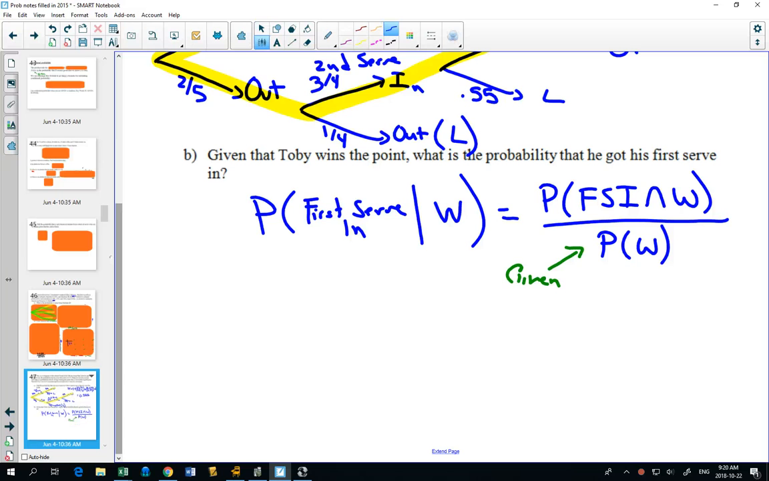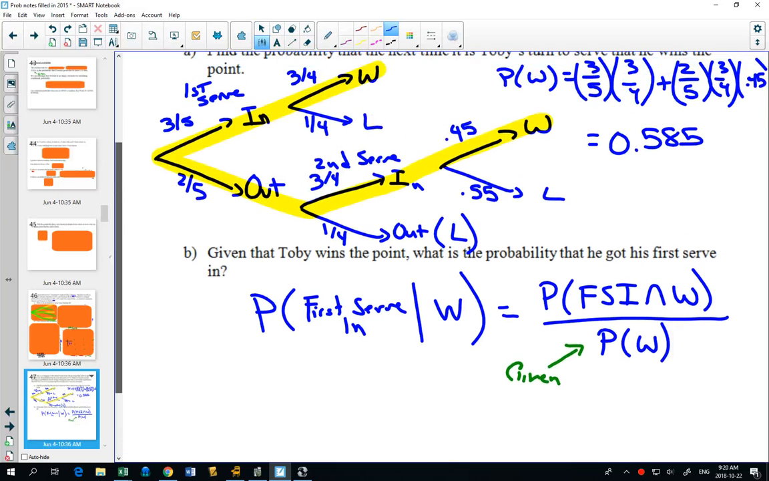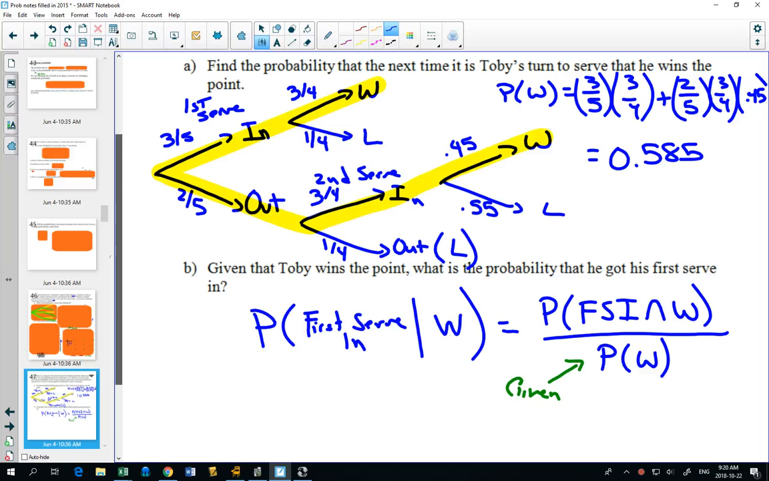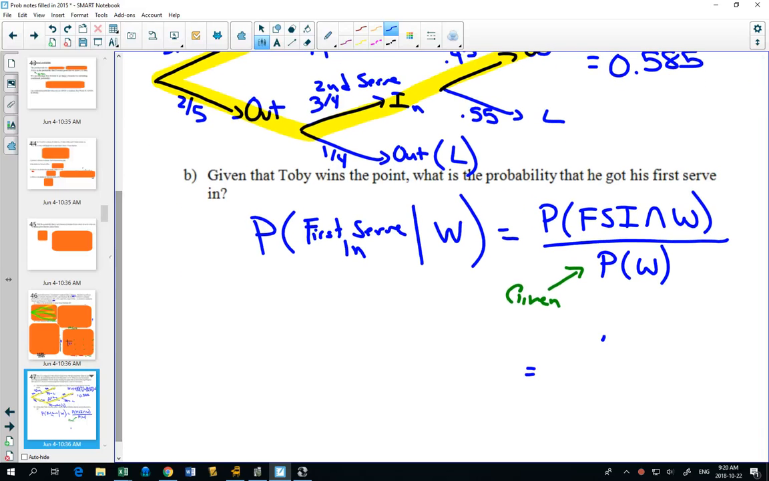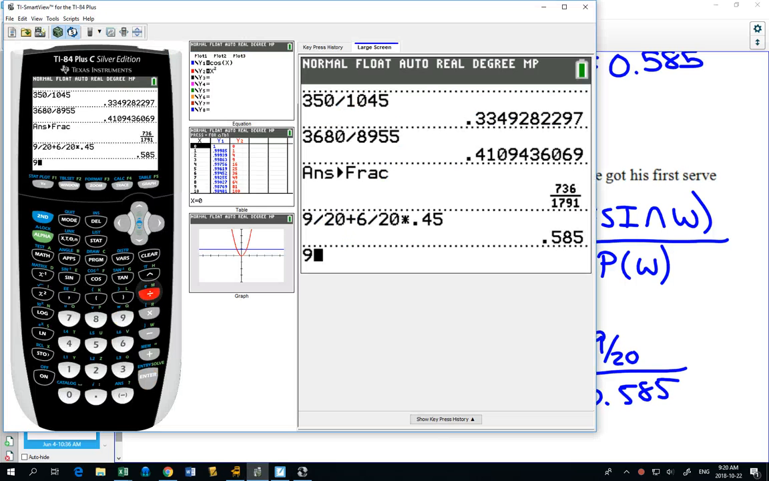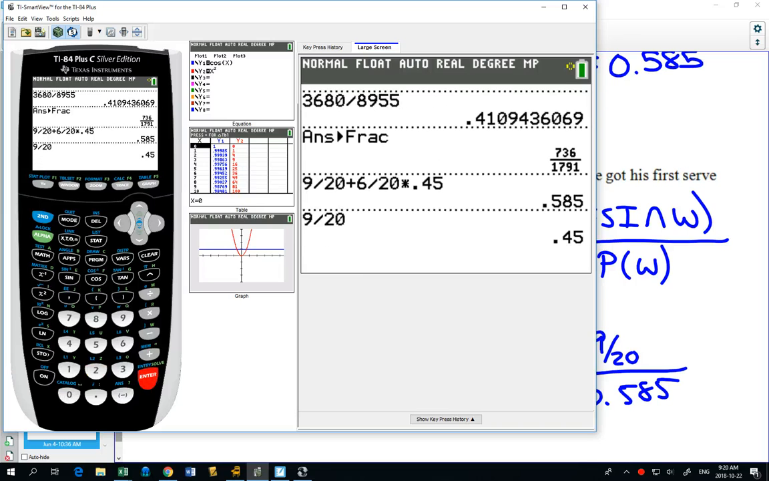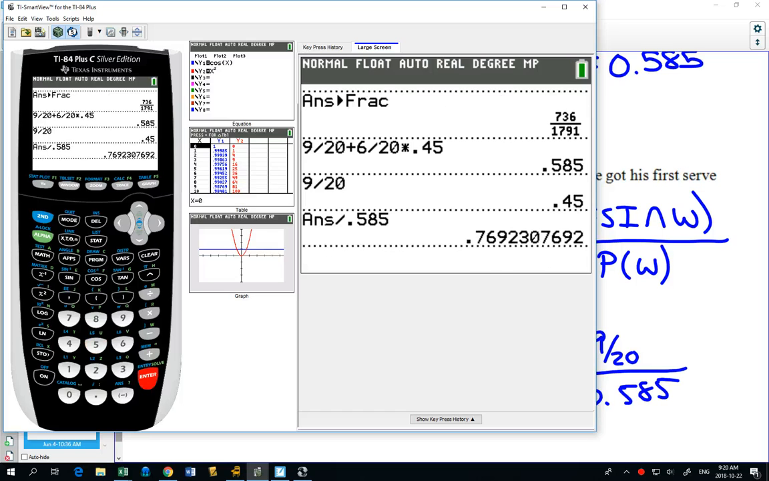So working through this, what is our probability first serve in and win? Well, that is the first branch. That's 3 out of 5 times 3 out of 4. Are you all right if I just write that as 9 out of 20? And the probability that he won, you figured that out in part A, 0.585. So we can go out to our calculator. 9 divided by 20 divided by 0.585, 0.769.